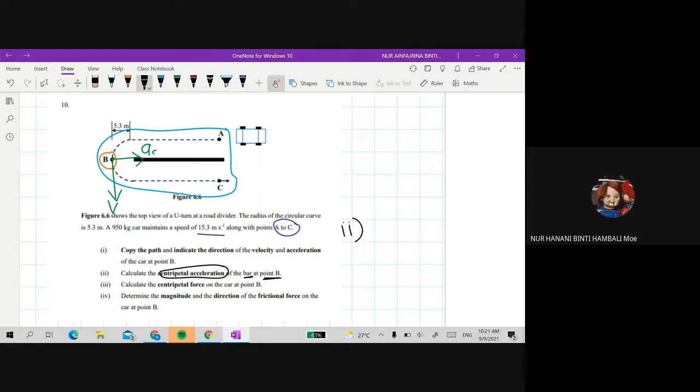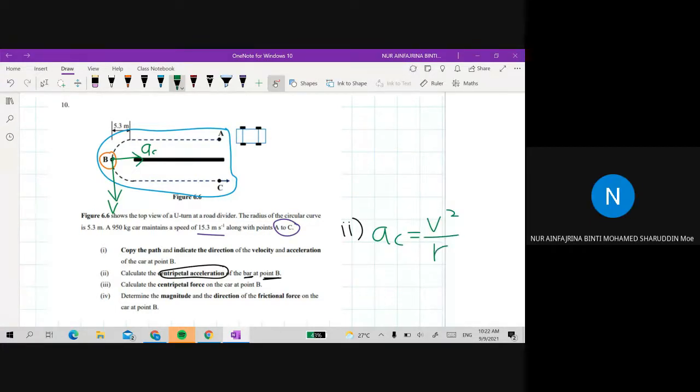Free body diagram. Okay, awak boleh buat free body diagram if you want. Tapi kan ini dia minta centripetal acceleration dulu. Okay, apa formula centripetal acceleration? V squared over R.